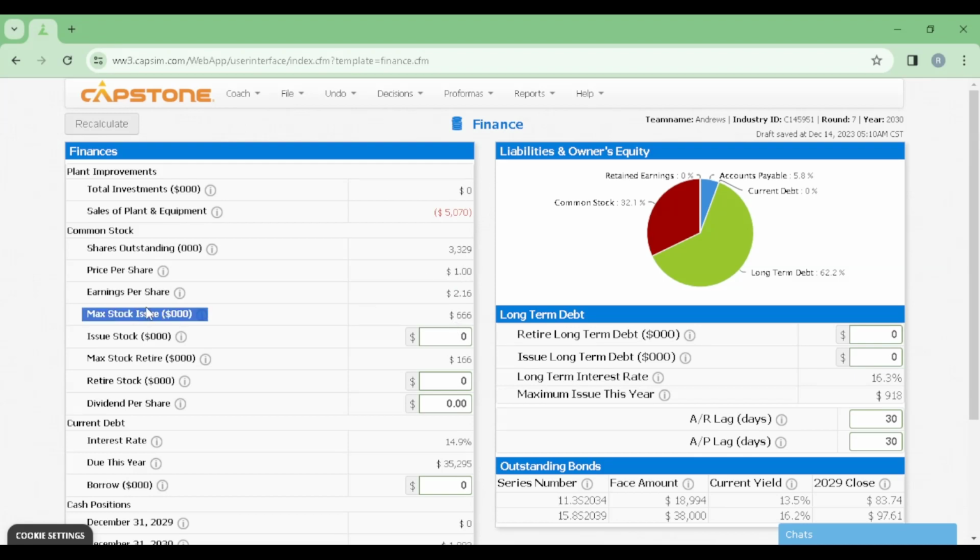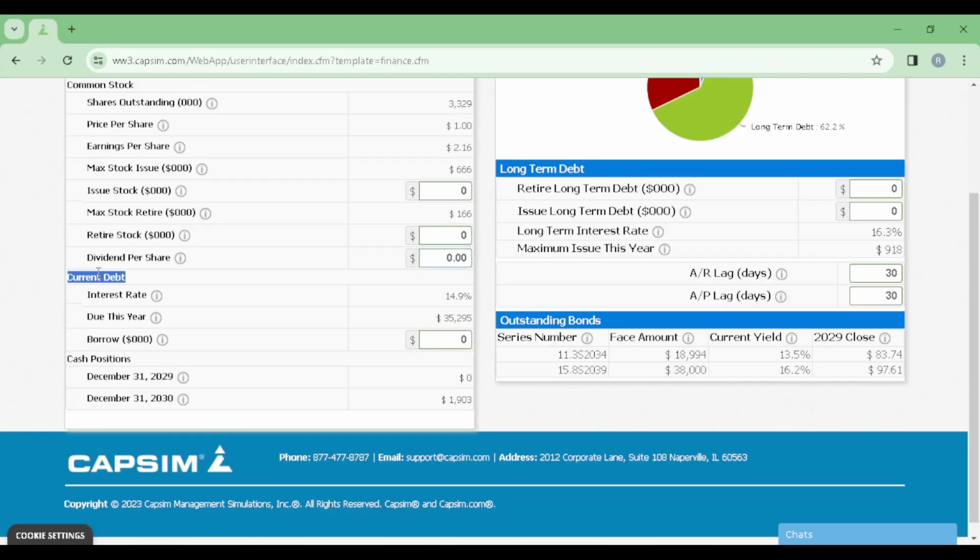Here you can issue stock or you can retire stock. The maximum stock issue at the moment is $666, so you can issue stock at this place. And then you have the maximum stock retire. If you want to retire stock, the maximum stock retire at the moment is 166, and you can retire stock here. The last part of the common stock is the dividend per share, whereby you can maybe buy or sell dividends. Then the next part is current debt.